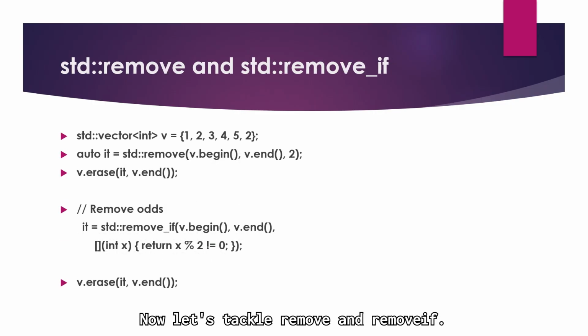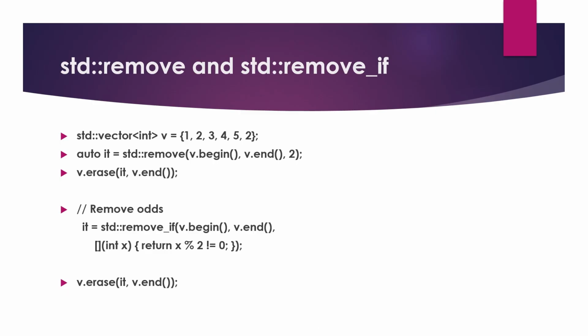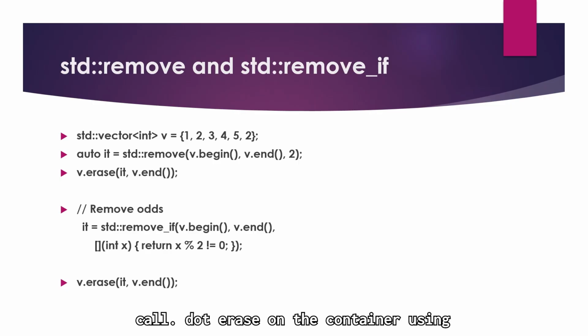Now let's tackle remove and remove_if. These algorithms are slightly more nuanced. At first glance, they seem to delete elements from a container, but they don't. Instead, they rearrange the elements in place, pushing unwanted values to the end and returning an iterator to the new logical end. To truly erase these elements, we have to call .erase on the container using that returned iterator. For example, if we want to remove all 2's from a vector, remove helps reposition the remaining elements, then erase trims off the tail. The same applies to remove_if, which uses a predicate. In this slide, we are removing all odd numbers from a vector. Again, first repositioning them with remove_if, then erasing.